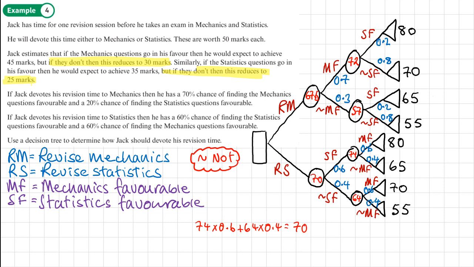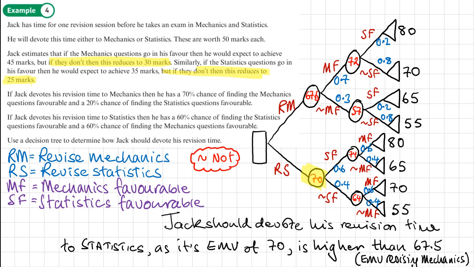So next thing now is to look at the EMVs, and I can see that this one has the higher EMV. So what should Jack do? I think he should devote his revision time to statistics because it has a higher EMV than revising mechanics. So putting that in a sentence, Jack should devote his revision time to statistics as its EMV of 70 is higher than 67.5, the EMV of revising mechanics. Better still, he should just use Hein's Maths videos and just revise a lot.